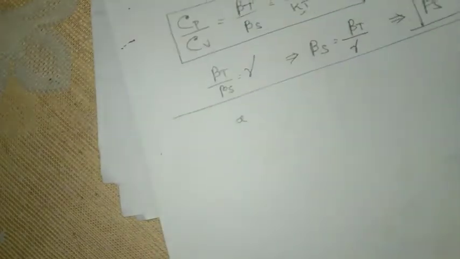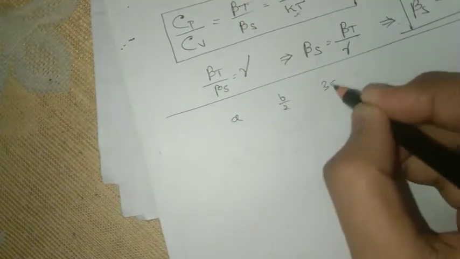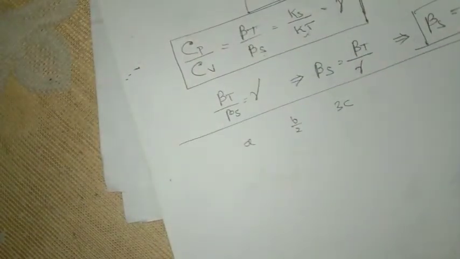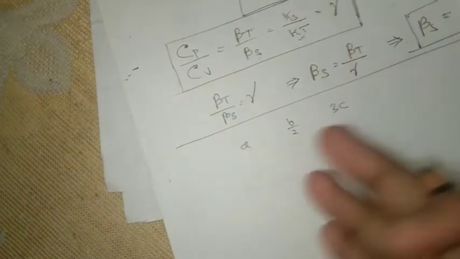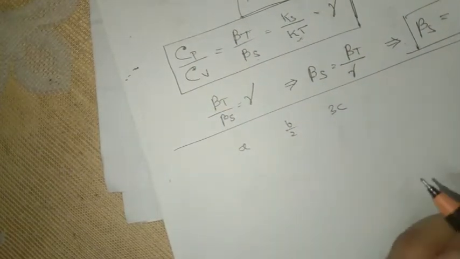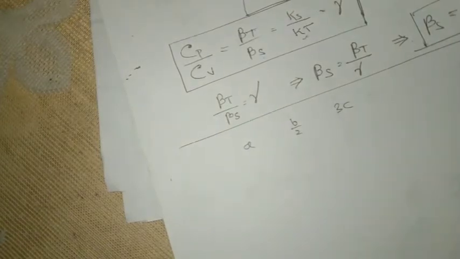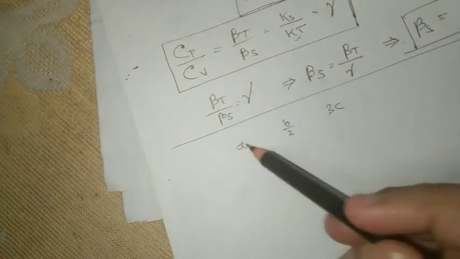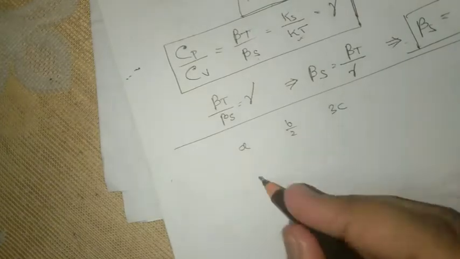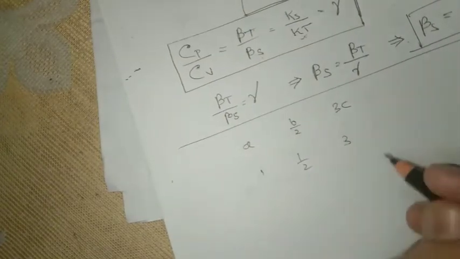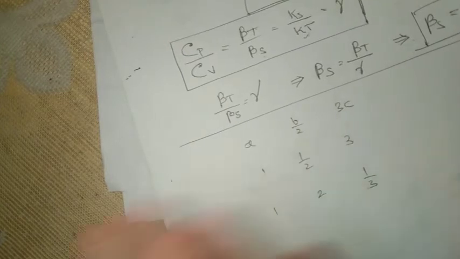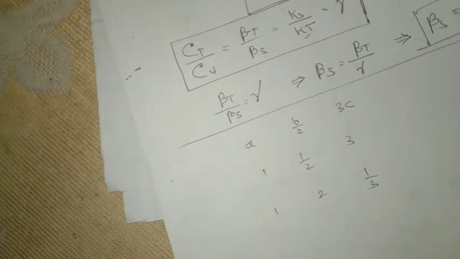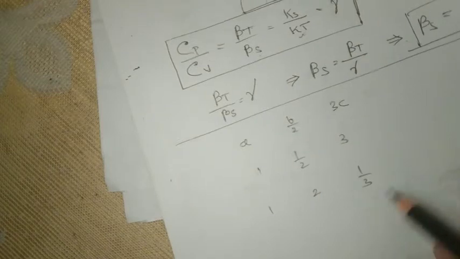A, b by 2 and 3c. Let me check once. Yeah. So I think you know the process to find the Miller indices if some intercepts are given. First of all, you need to remove these a, b and c terms. So this becomes this, then just reciprocate this and multiply with the common term. Here it is 6. Just you need to vanish this fraction.